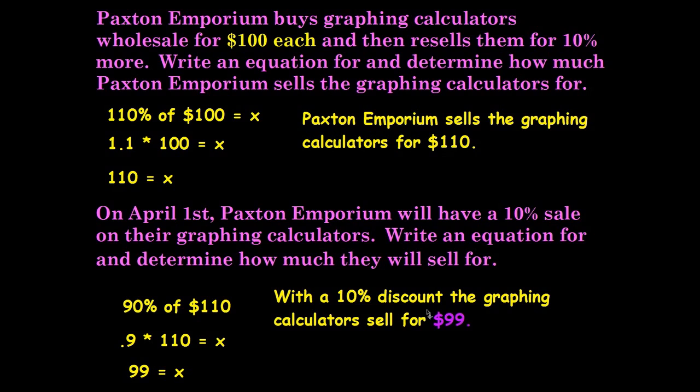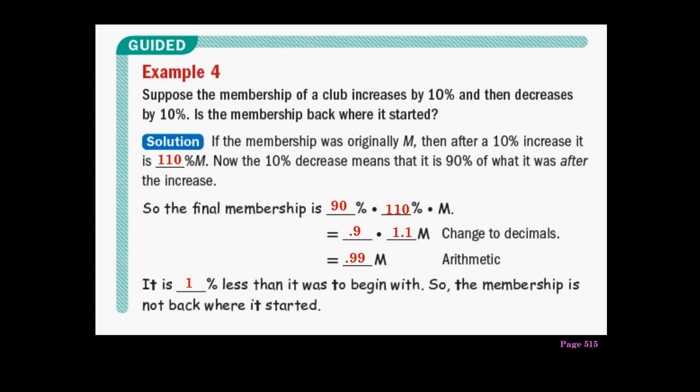Notice I changed the color of this right here, and I'm looking up at this amount right here, and we'll notice they're not the same amount. So we increase by 10% and then decrease by 10% of the new amount, and that number, that $99, does not match how much Paxton Emporium originally bought the calculators for. So your project is going to be asking you questions like, how much will you need to decrease it by to get back to that original amount, in this case $100.